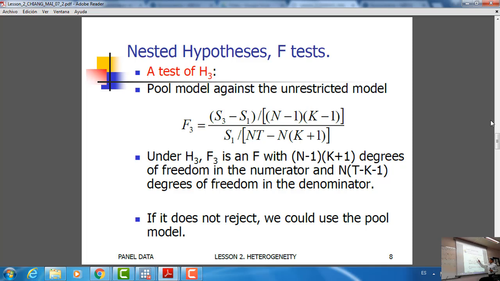So S3 minus S1. If it is big, then we reject the null, we reject the null of that particular restriction. If it is large, we reject. If it is small, we do not reject. Okay. But how can we know what is large and what is small? How can we know?